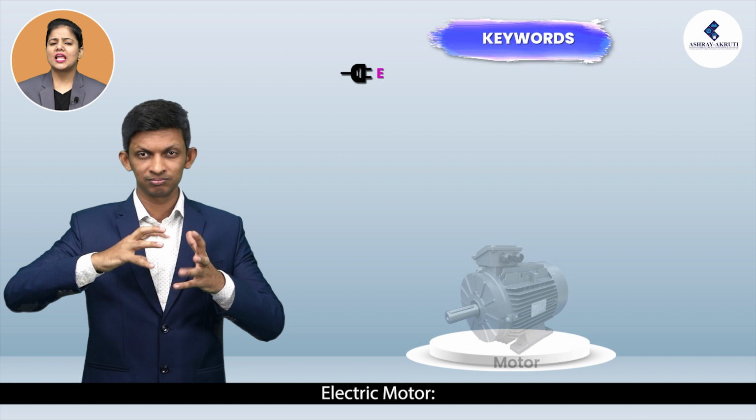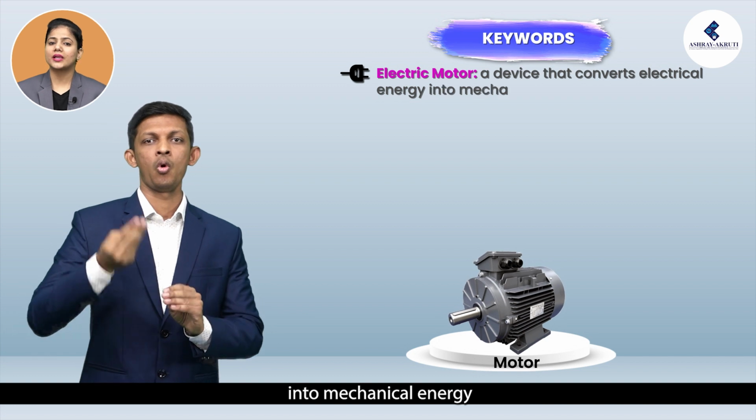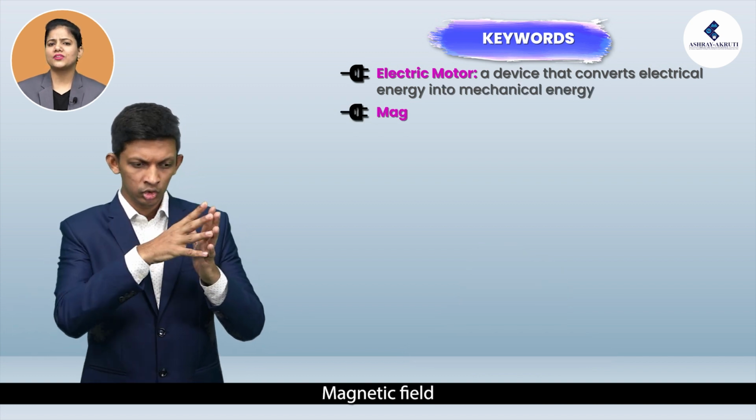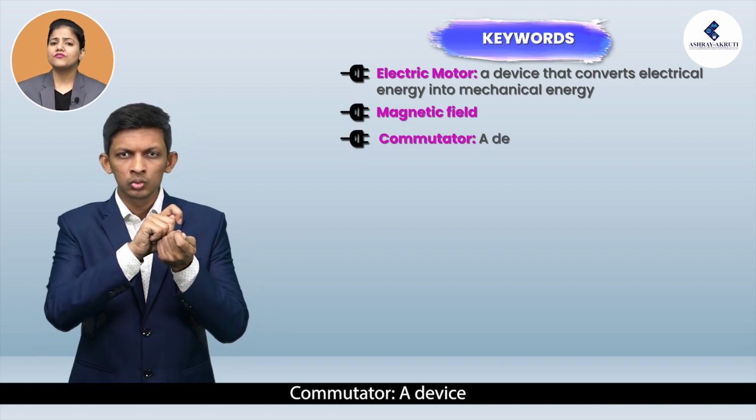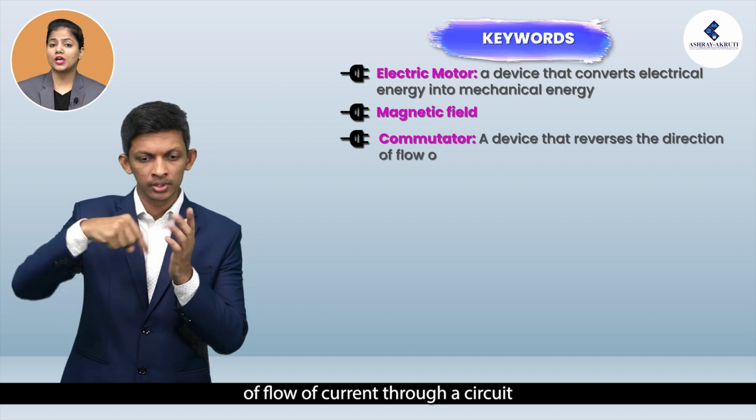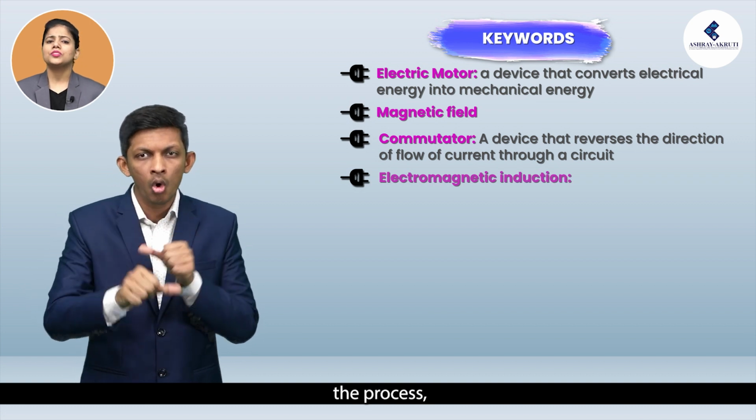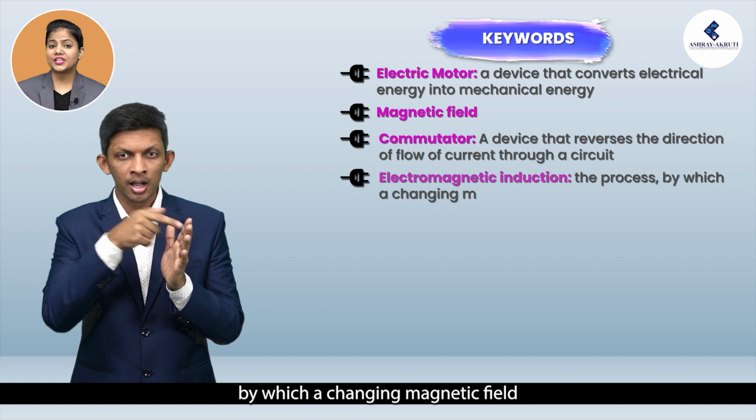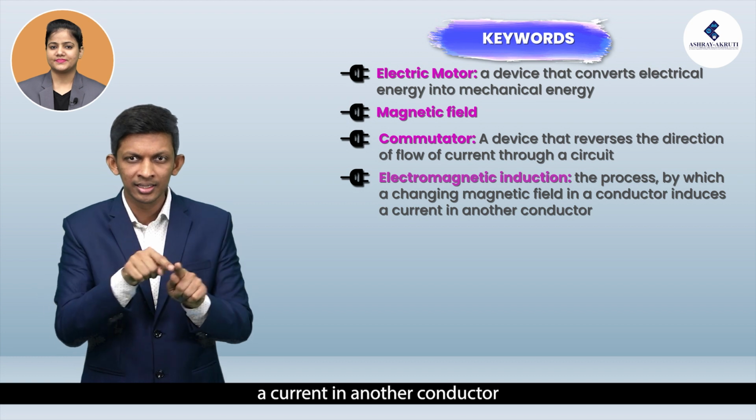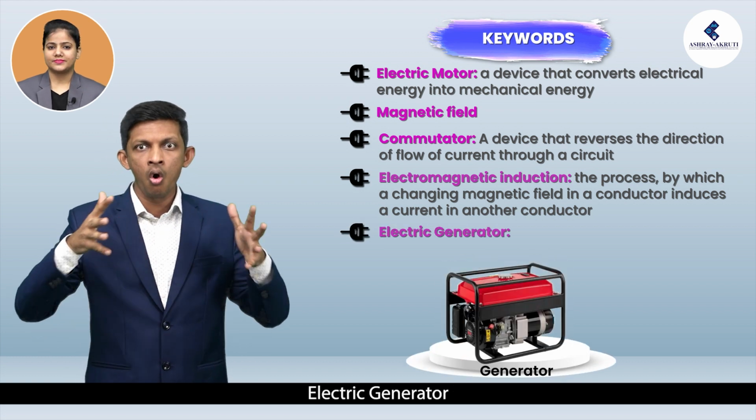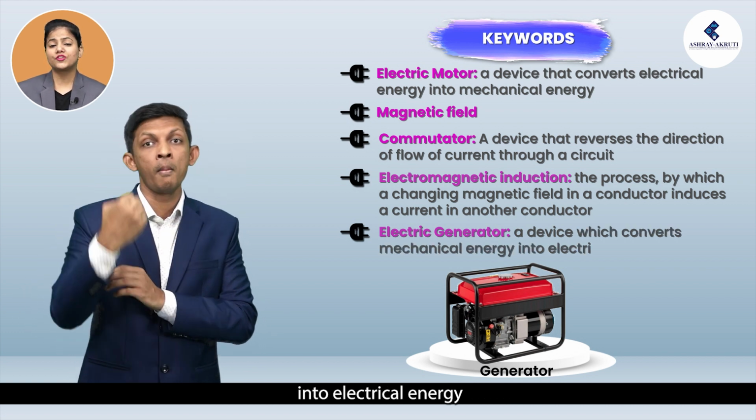Keywords. Electric motor, a device that converts electrical energy into mechanical energy. Magnetic field. Commutator, a device that reverses the direction of flow of current through a circuit. Electromagnetic induction, the process by which a changing magnetic field in a conductor induces a current in another conductor. Electric generator, a device which converts mechanical energy into electrical energy.